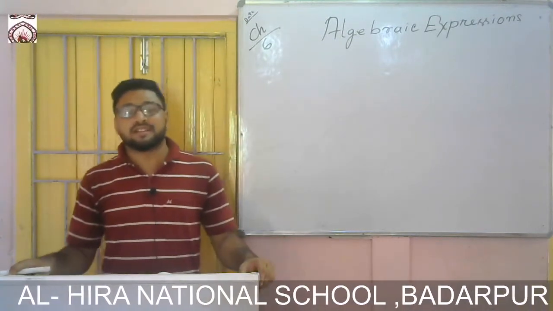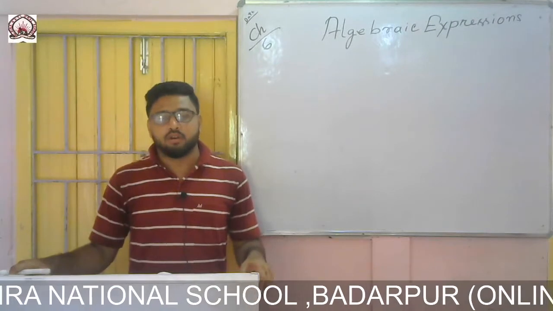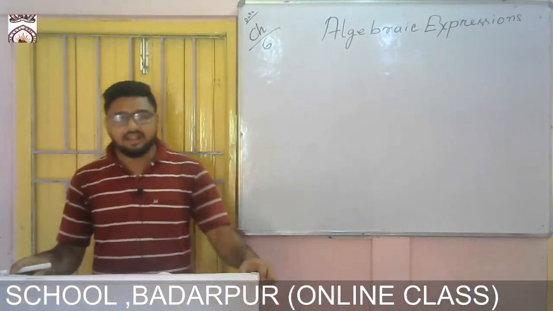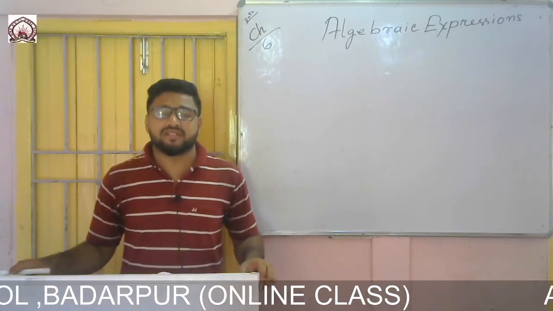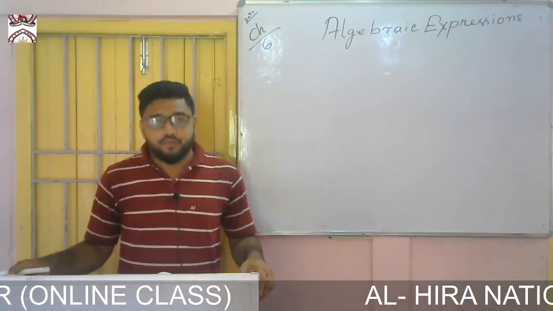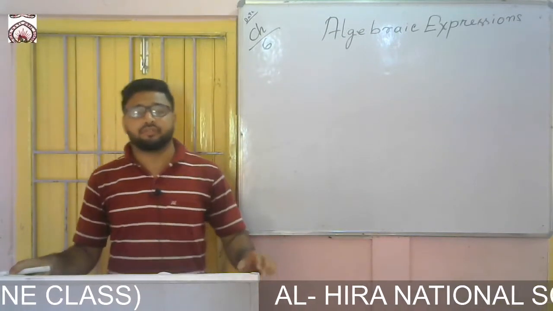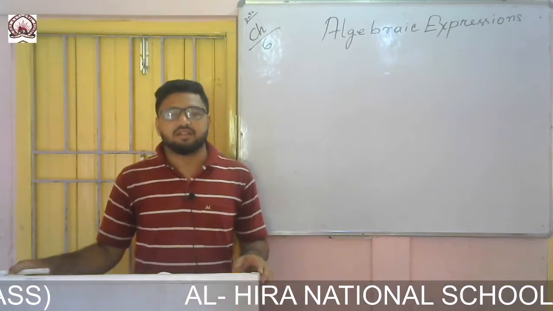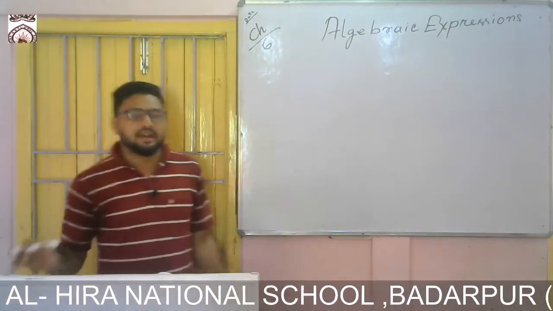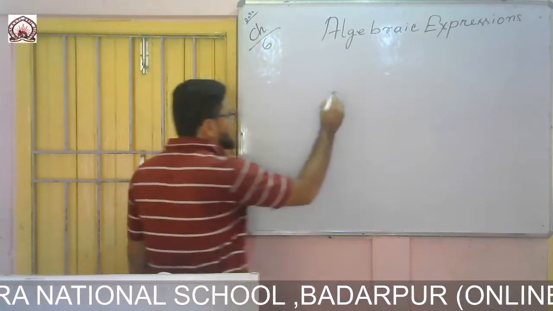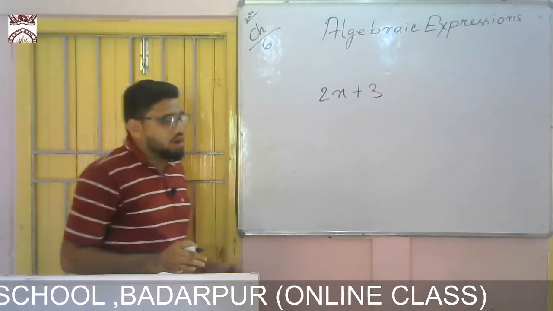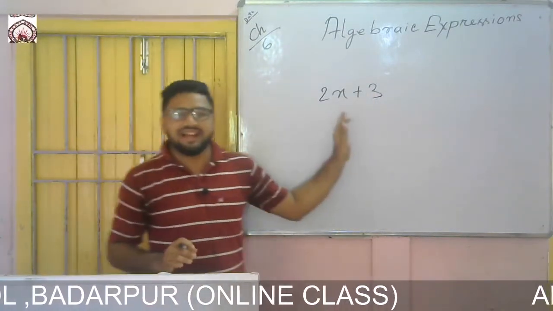So before going to the details of the chapter, let us know what is an algebraic expression. An algebraic expression is an expression which is formed by the combination of variables, constants with some operators. Okay, let me write an example. Suppose twice x plus 3. So twice x plus 3 is an algebraic expression.